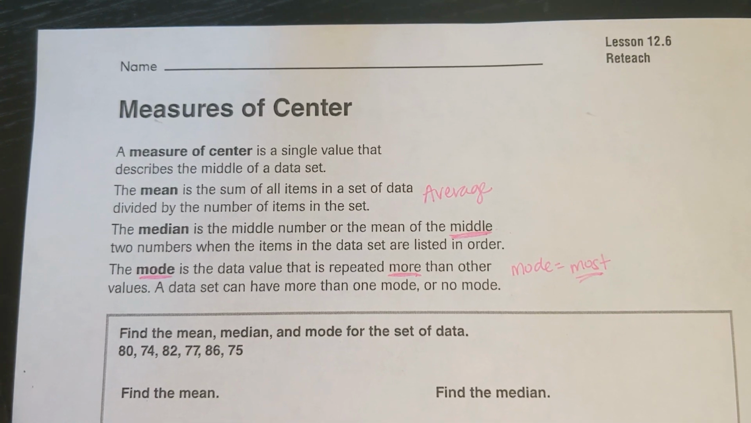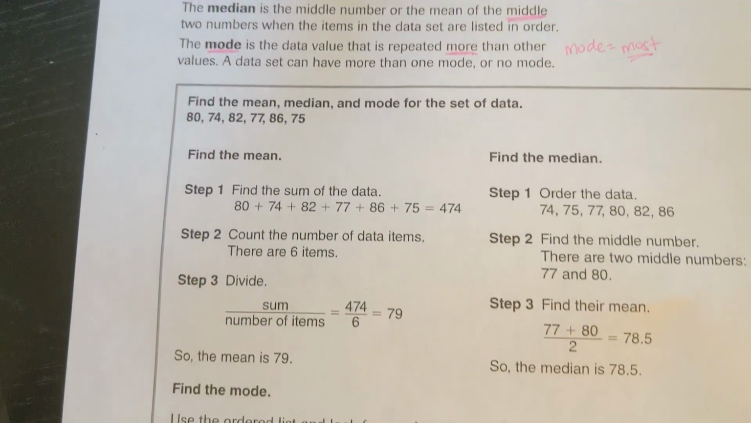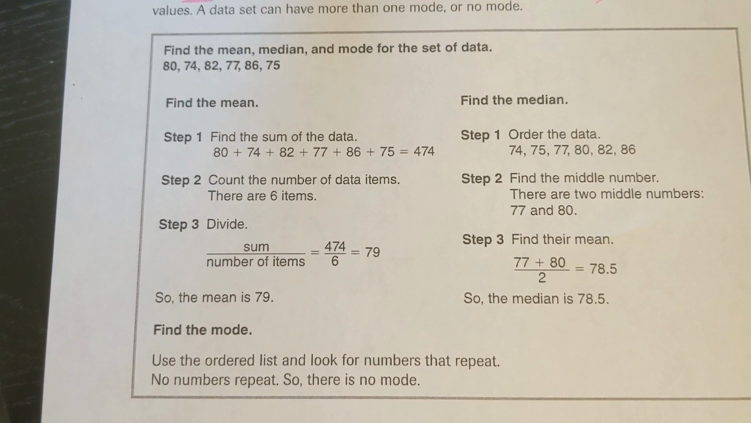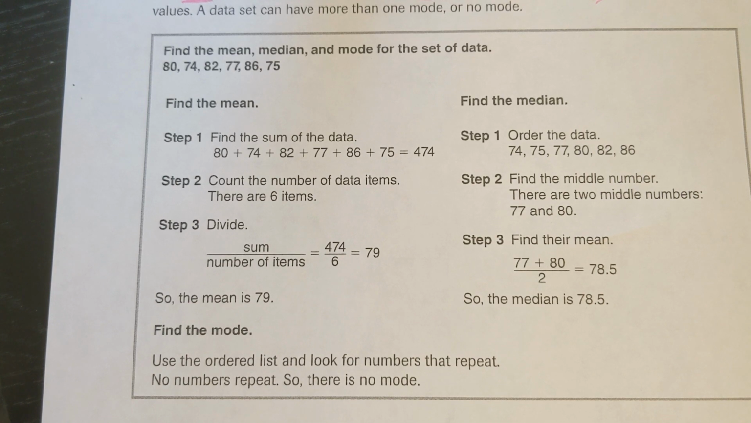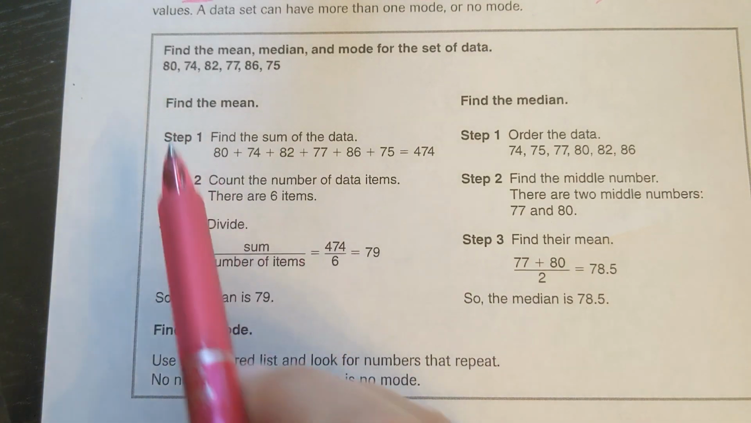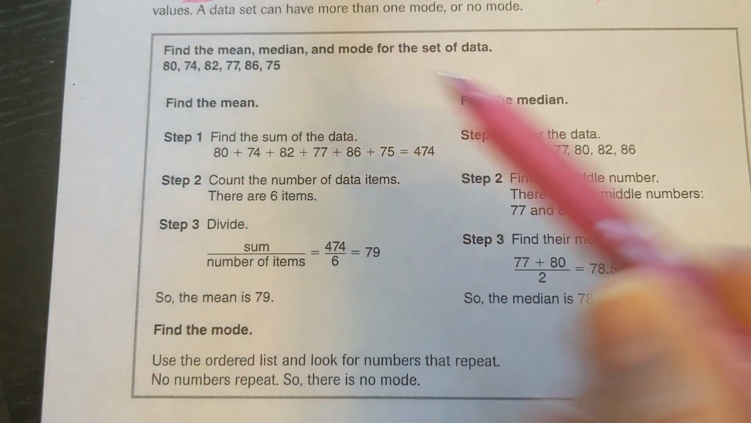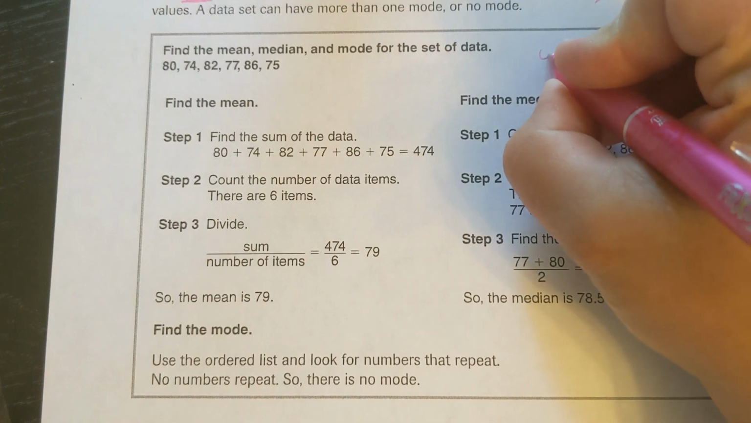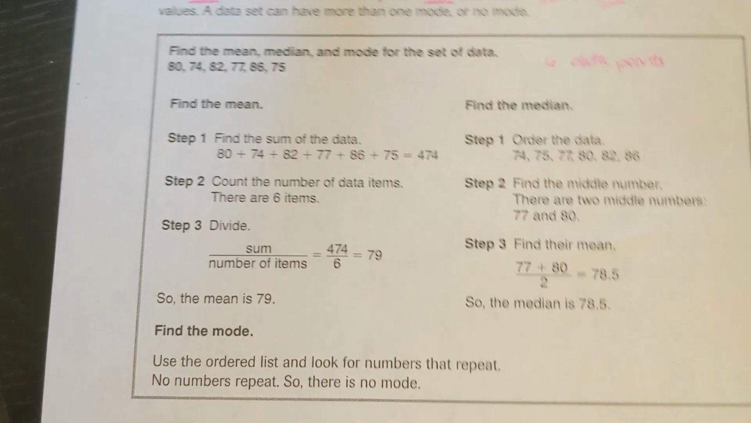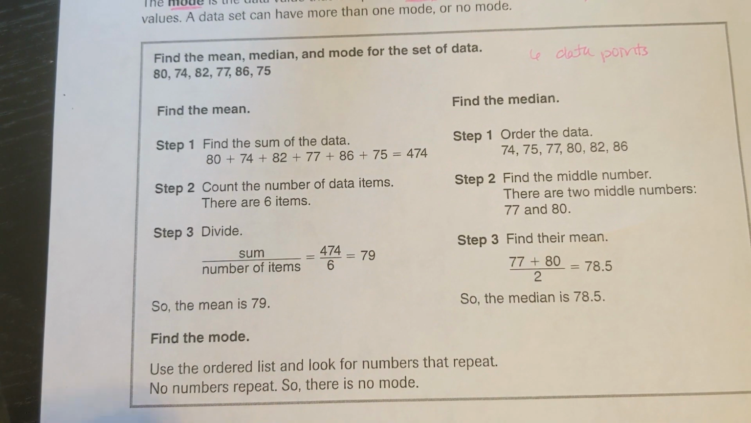Okay, so let's do some practicing before you head in to the lesson today. Here's an example. This one asks us to find the mean, median, and mode for the set of data 80, 74, 82, 77, 86, and 75. First thing I might want to notice is how many pieces of data do I have? How many data points? I have 1, 2, 3, 4, 5, 6. So I'm just going to make myself a little note over here. 6 data points. Okay, that's how I'll know how many pieces of data I have.